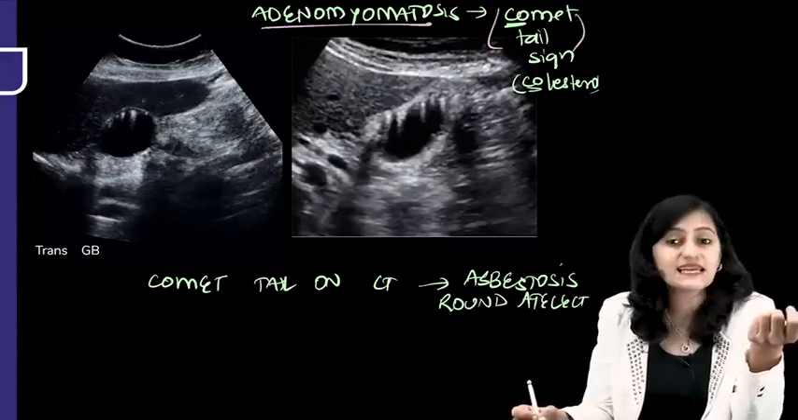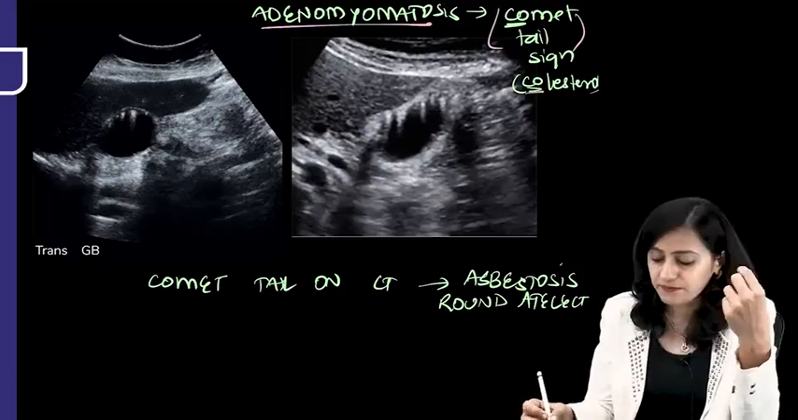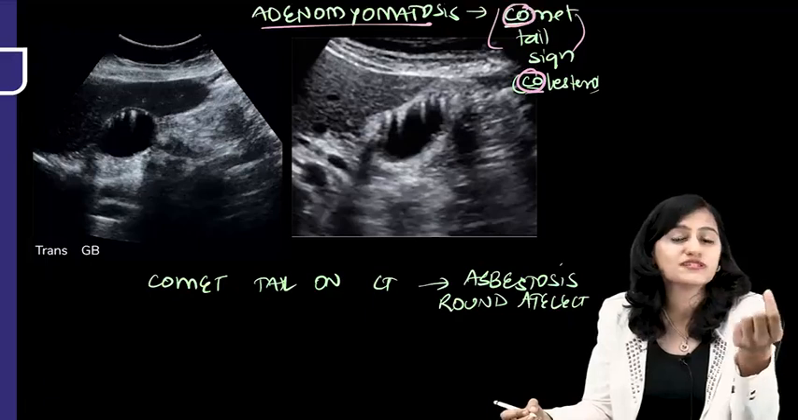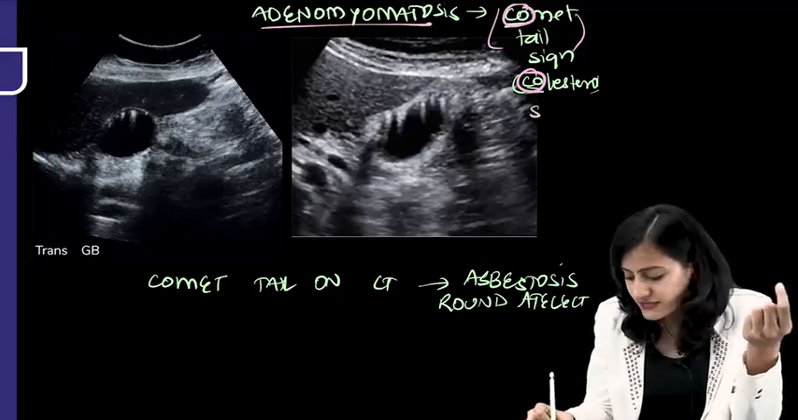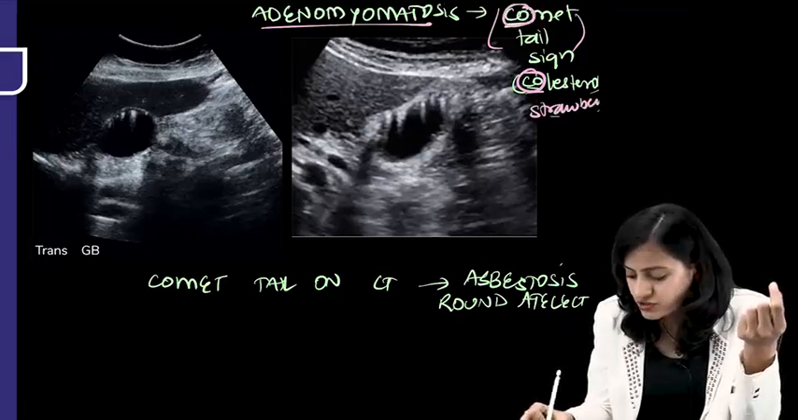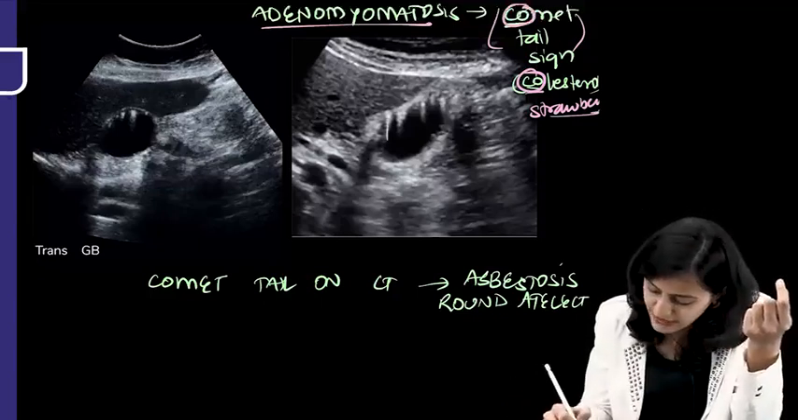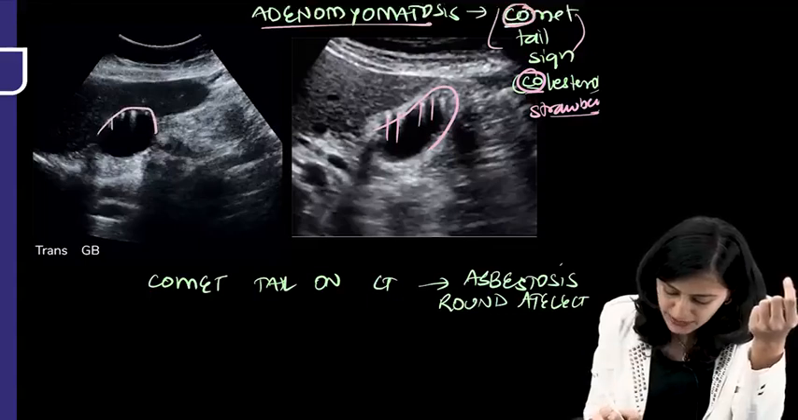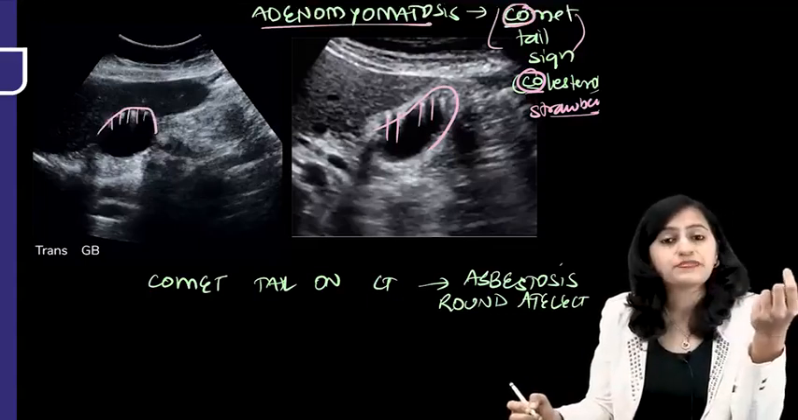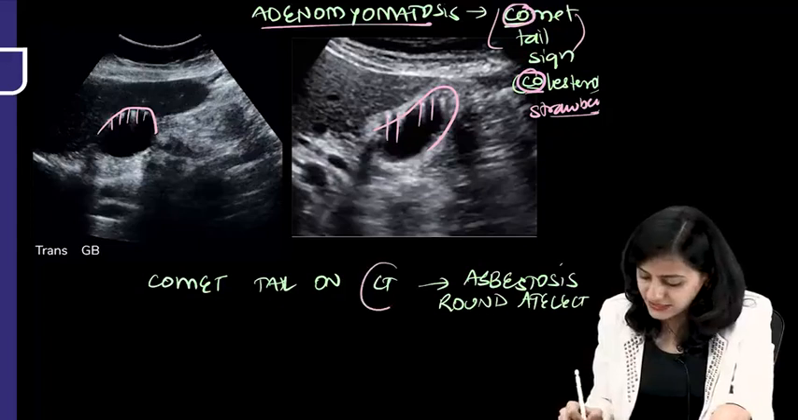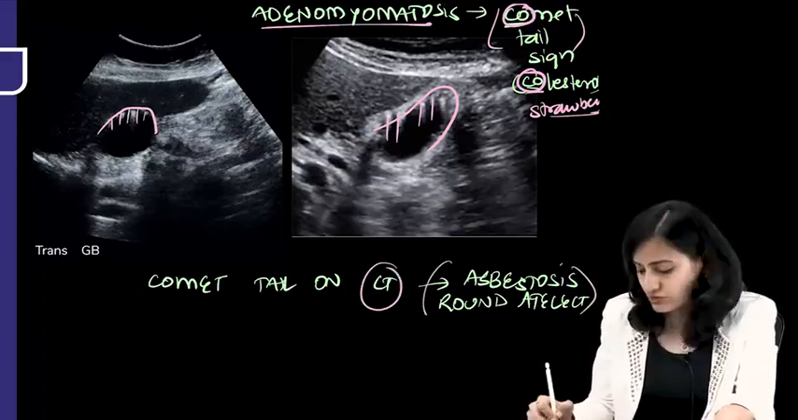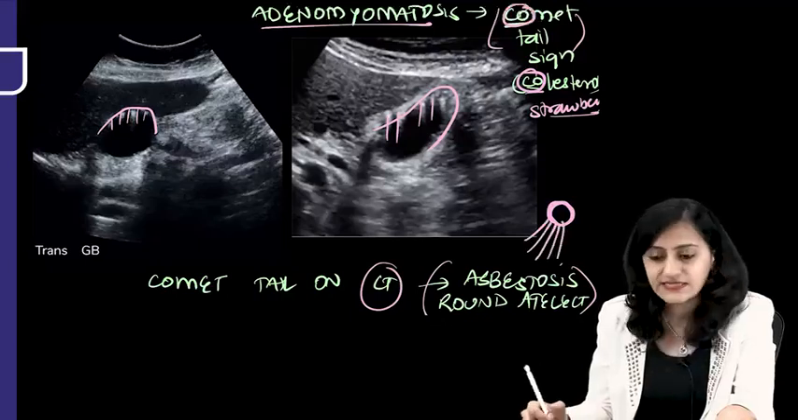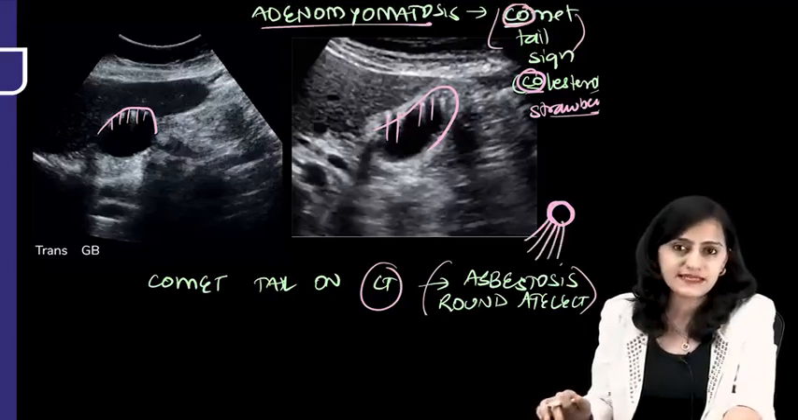Adenomyomatosis shows the comet tail sign because of the cholesterol deposits. Remember, the comet tail sign is seen with cholesterosis of the gallbladder, which on gross examination shows a strawberry gallbladder. Look at this comet tail sign coming from the gallbladder wall. Where do we see the comet tail sign on CT? It is seen in asbestosis, with round atelectasis pulling the vessels towards itself. That shows the comet tail sign on CT.